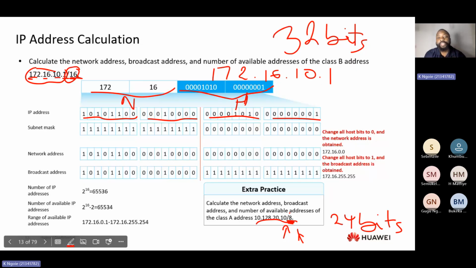So this means that in this case, the first 16 bits, the network part, we're going to change everything to 1. And the second part, we have everything to 0. So this is going to be our subnet mask.